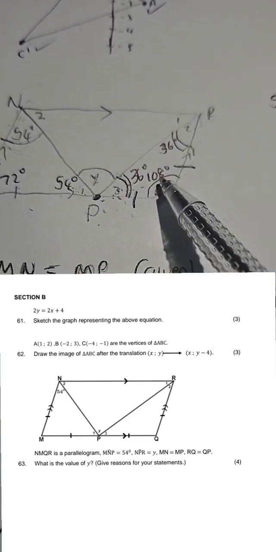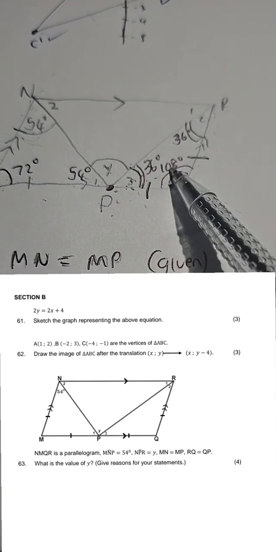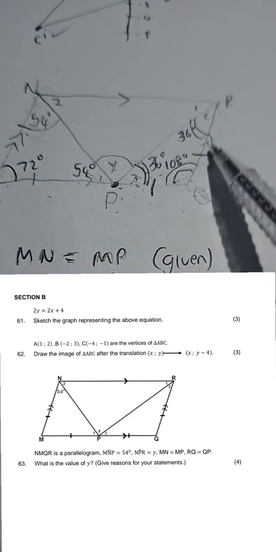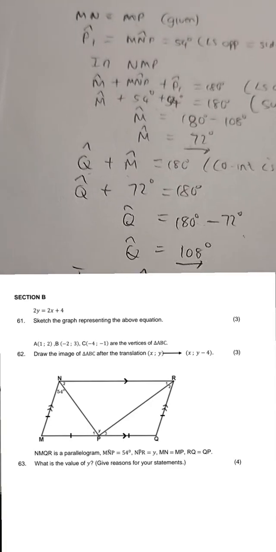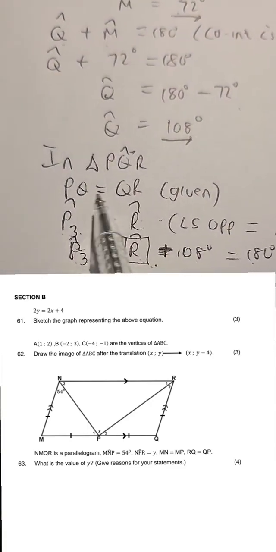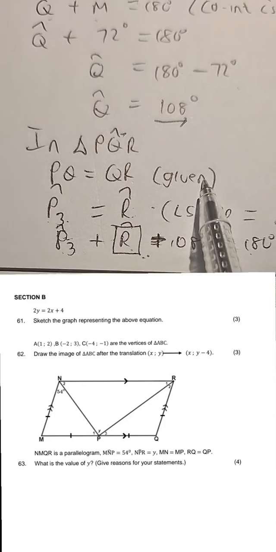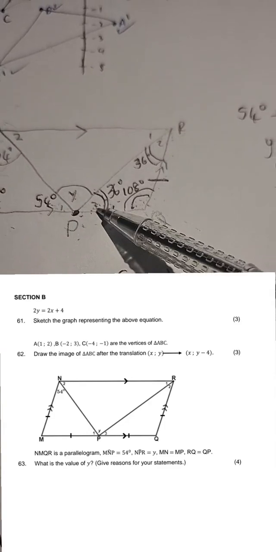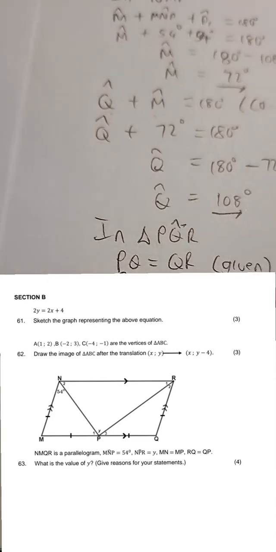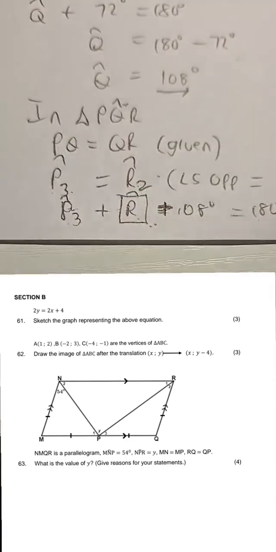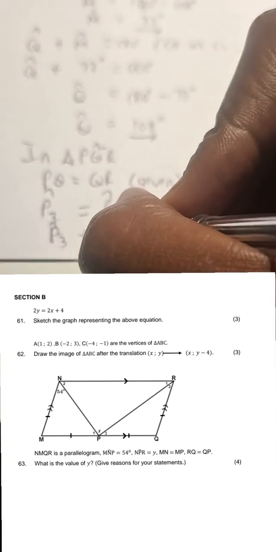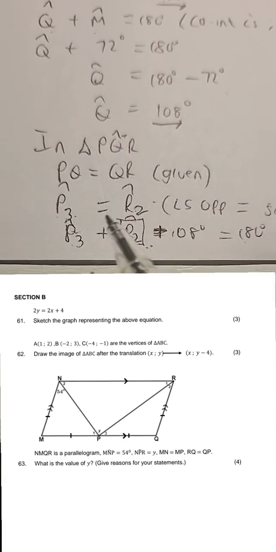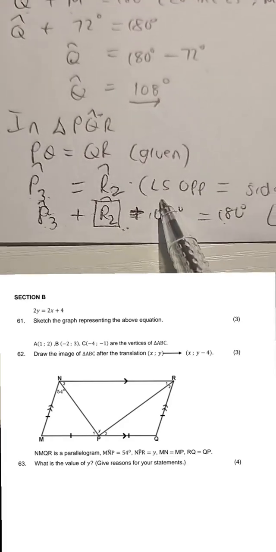Then when I moved to this triangle and updated that this is 108, I saw this is an isosceles triangle again. So then I said in triangle PQR, PQ is equal to QR as it has been given to me. Then that means those angles, angle P3 and angle R2, are equal. You see, I forgot to write R2. I must specify. Then angles opposite equal sides is my reason.